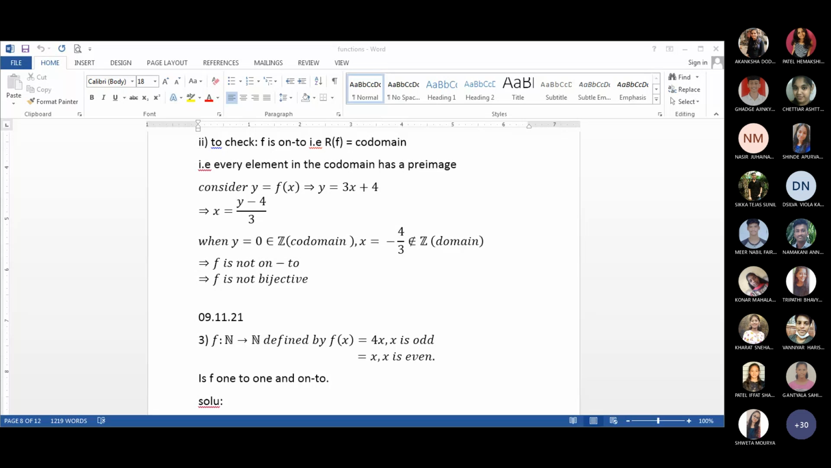Try to find out whether the function is 1 to 1. If you are able to give the answer to this question correctly, then according to me, your concept of 1 to 1 and onto will be clear.